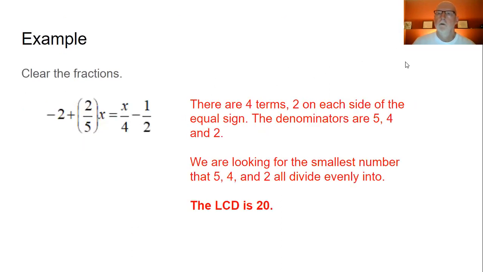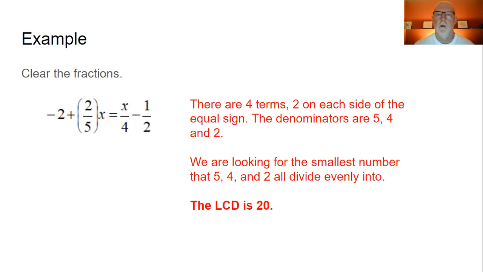So we've talked about what it is, why we do it. Now let's try a few examples. So we're given this equation, asked to clear the fractions. So we've got 4 terms here, 2 on each side of the equal sign. So on the left, there's -2 and 2/5 times x. And on the right side, we have x divided by 4 and -1/2. So zero in or focus in on the denominators. We've got 5, 4, and 2.